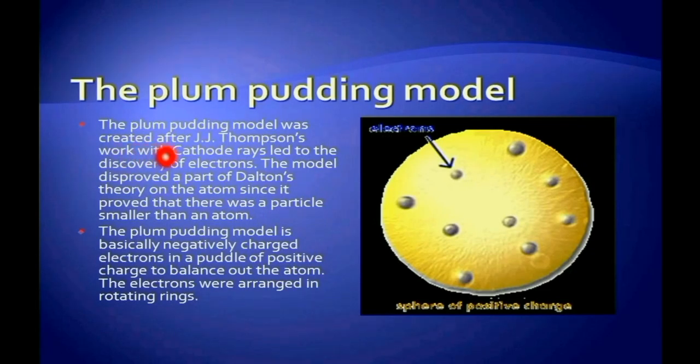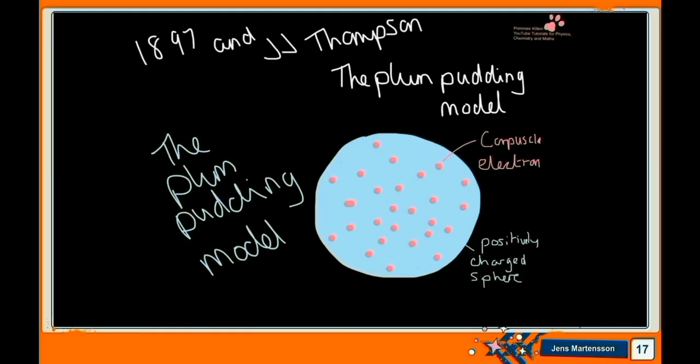Now the plum pudding model was created after J.J. Thomson's work with cathode rays led to the discovery of electrons. The model disproved a part of Dalton's theory on the atom, since it proved that there was a particle smaller than an atom, which was known as the electron. The plum pudding model is basically negatively charged electrons in a puddle of positive charge. So this is a puddle of positive charge in which these electrons are present in the form of plum, embedded in the pudding. This is also another explanation, for a detailed explanation.